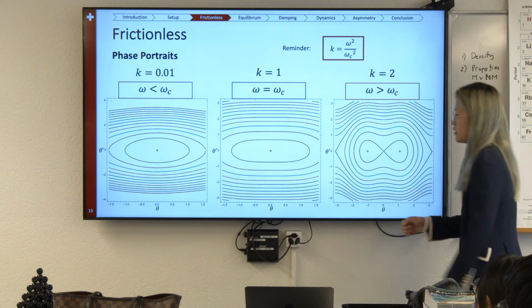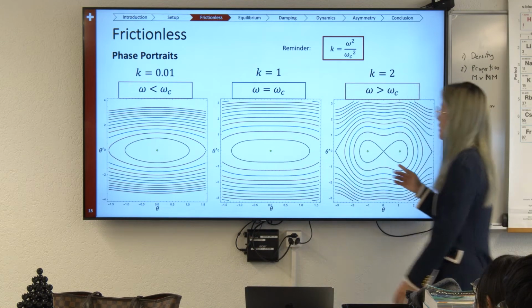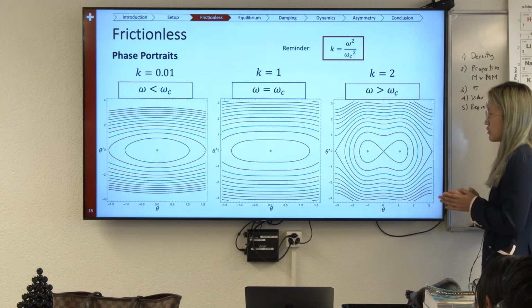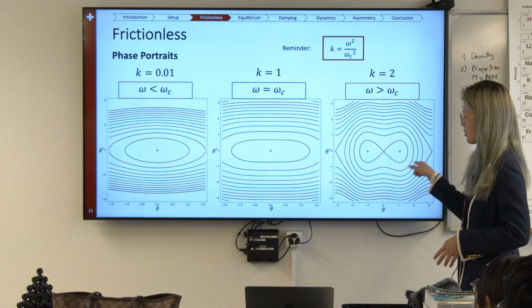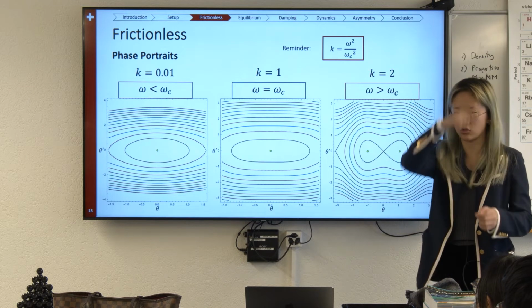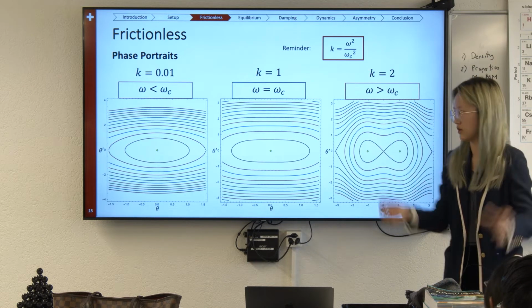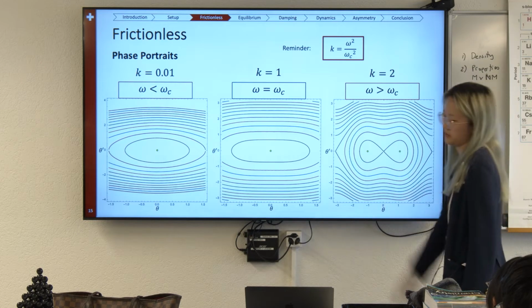And then this is when the angular frequency is bigger than the critical angular frequency. There are two equilibrium positions. This is because the hoop is symmetrical, so you can have 2 points on either side. And then it's not at 0.